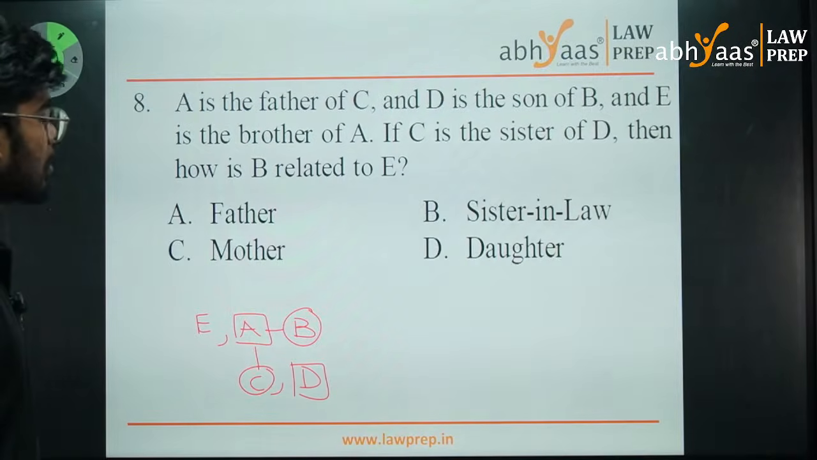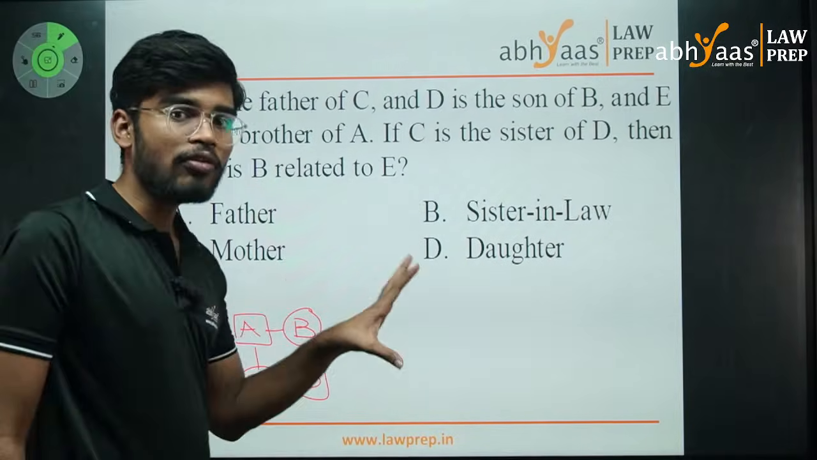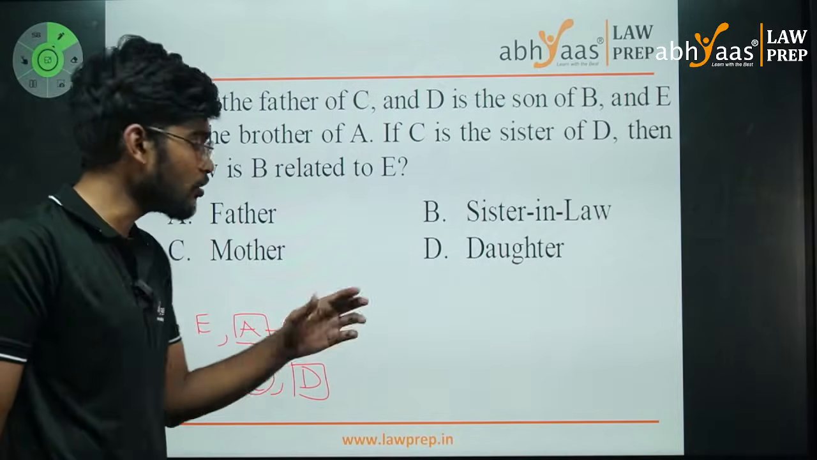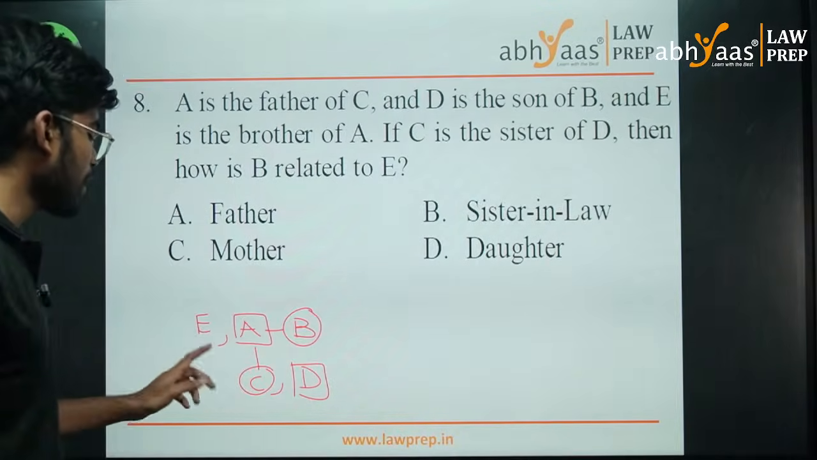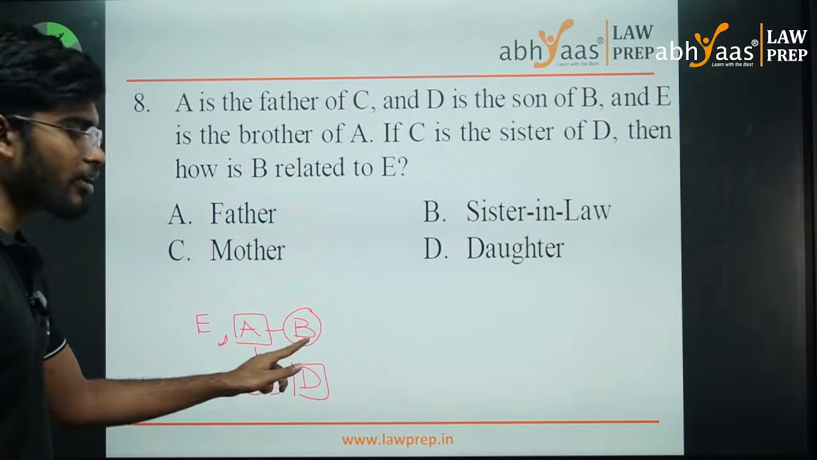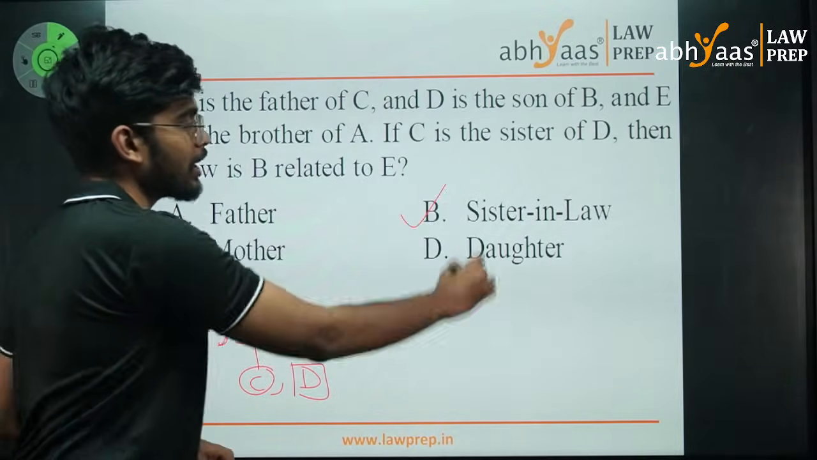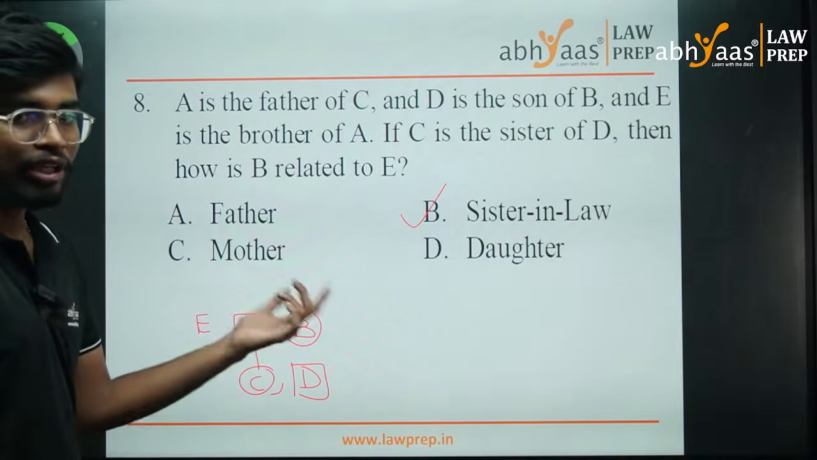Tell me. Here, even though the gender of E is not specified, they are not asking how E is related. They are asking how B is related to E. See, brother's wife is called sister-in-law. So option B is the answer. Brother's wife, simply. So it is sister-in-law.